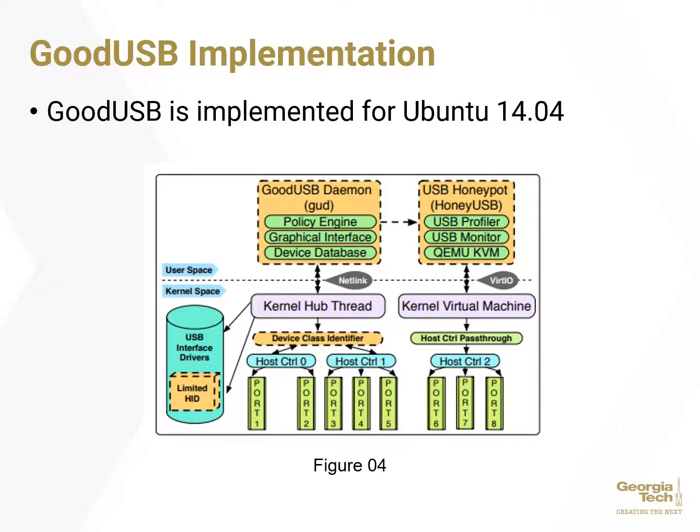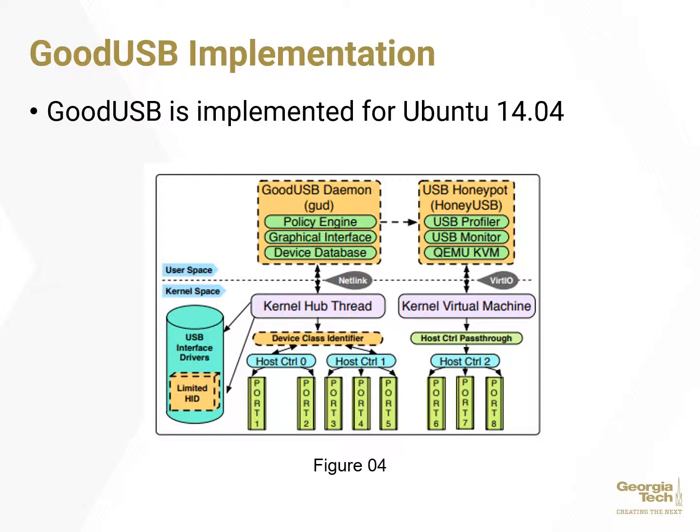So this all leads to the actual implementation of GoodUSB. First off, GoodUSB is implemented for Ubuntu 14.04 LTS, kernel version 3.13.11. In Figure 4, you can see the full architecture of GoodUSB, and this image introduces the four components that are highlighted in yellow. The first component is the user space daemon, which handles the graphical interface and policy management and also includes the logic for the USB mediator.